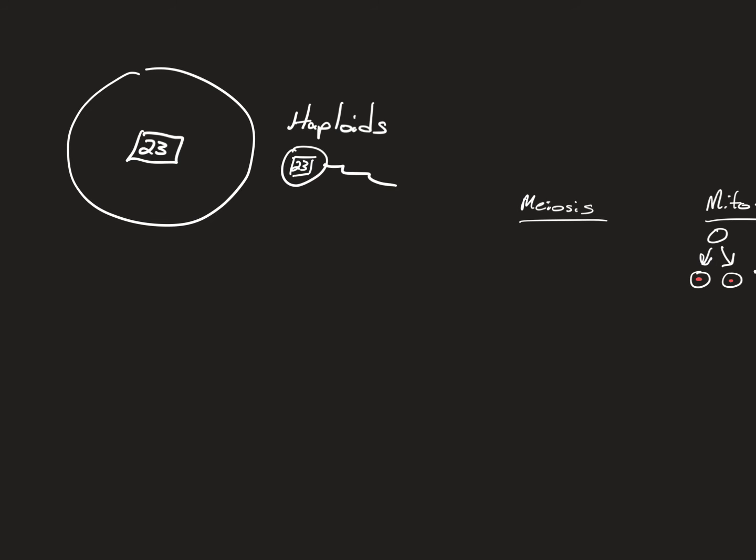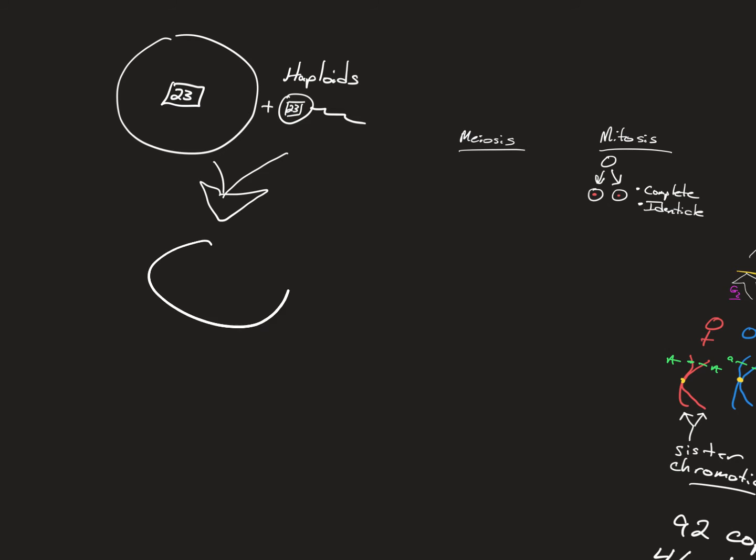So that those two come together and they make one cell that has 46. Again, 23 from dad, right?